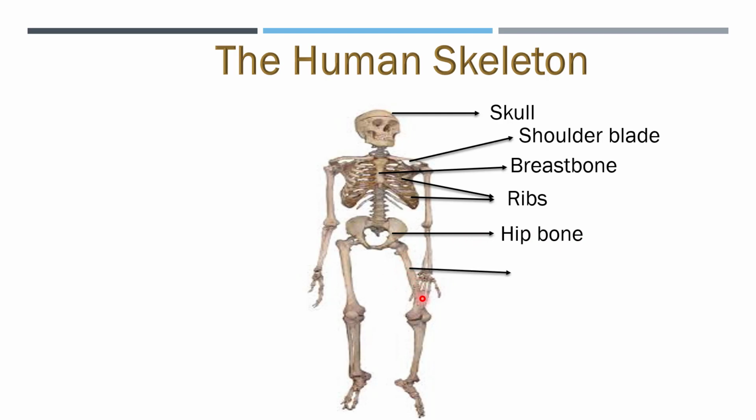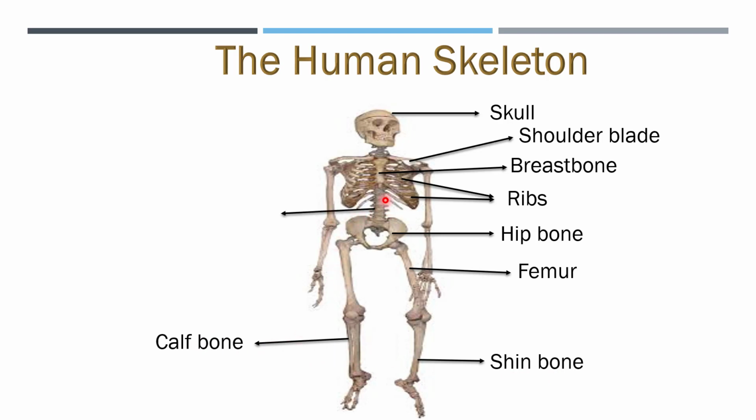The bone present in our thigh is called the femur, whereas in our leg, there are two types of bone. One is the thicker one that is called the shin bone, and the thinner one is called the calf bone. Next, the bone present in our back is called the spine, whereas the bone present in our arm is called the humerus, and the bone present at our collar is called the collarbone.